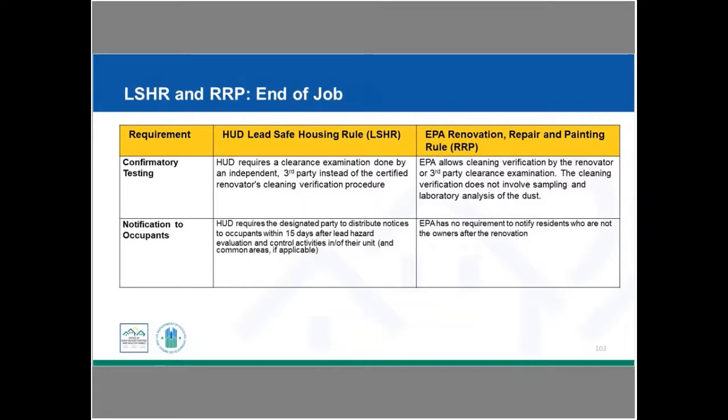And then for the clearance testing, HUD has a higher standard again. For our lead-safe housing rule, we're going to have third-party testing for clearance that's going to be done after the cleaning has been done. For the EPA, they're simply requiring that there is a verification that cleaning has been done, essentially a wipe test, but without sending it off to a lab. And so it's a higher level of clearance testing under the lead-safe housing rule.